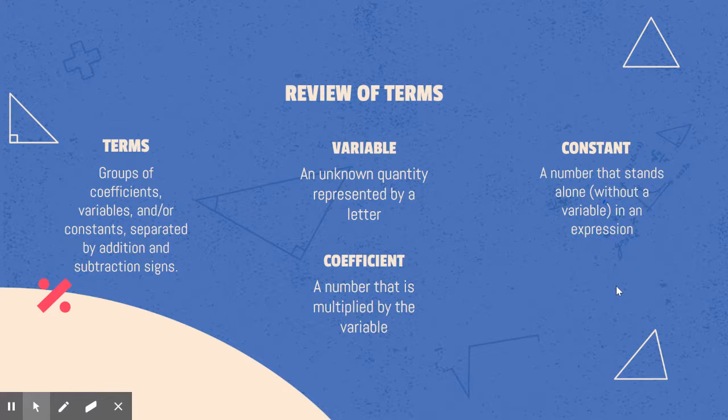Coefficient is the number that is multiplied by the variable. It is to the left of the variable, smushed right next to the variable. You can't separate the two. And again, remember, you can't see addition, subtraction, or division, so the only operation that's left is multiplication. And a constant is a number that stands alone. It's a regular, plain Jane number you're used to seeing, and it does not have any variable.